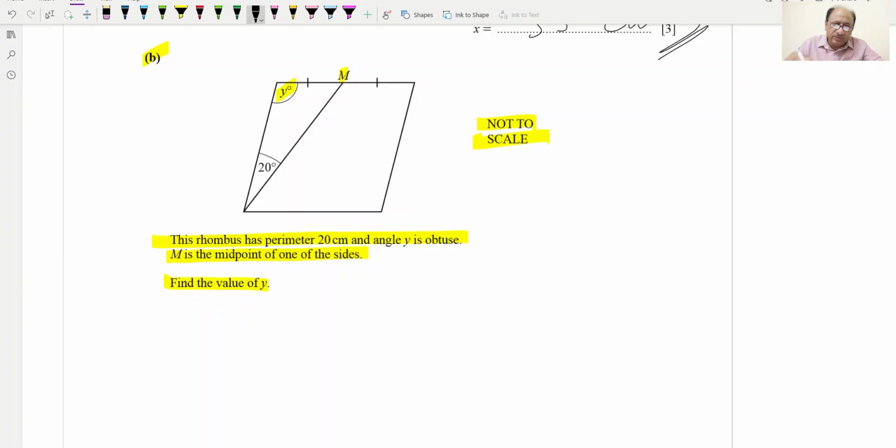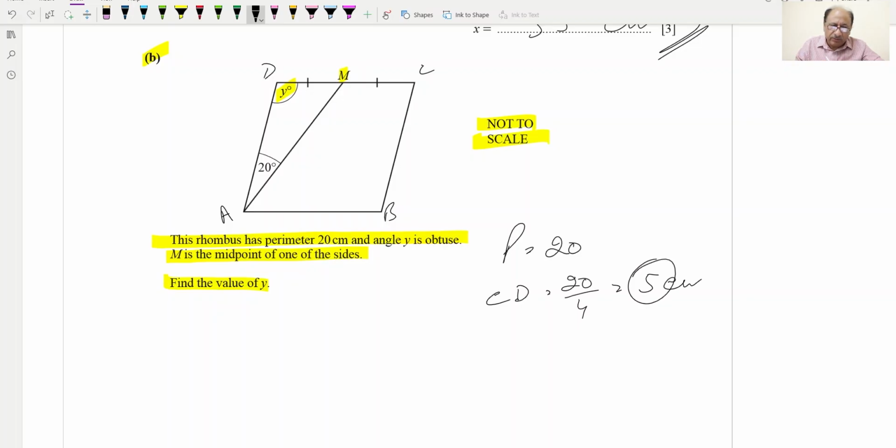So perimeter is 20. Perimeter is 20 means what? 20 divided by 4. So if we write A, B, C, D, so CD will be equal to 20 divided by 4, which is equal to 5 centimeters.